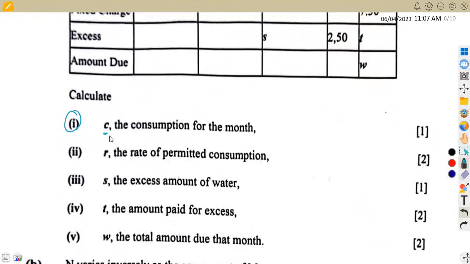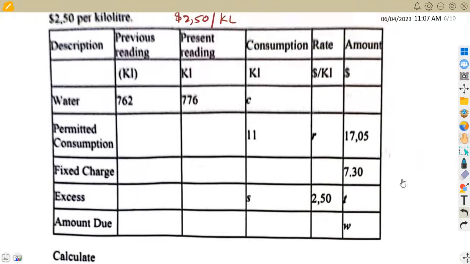Calculate item 1, C, the consumption for the month. Okay, so let's see, C represents the consumption, which is here. We've got the present reading and the previous reading. So our C is simply going to be the difference. So C is just going to be present reading minus previous reading. So that's 776 minus 762. All right, so our C was going to give us 14. So that's 14 kiloliters in this case.